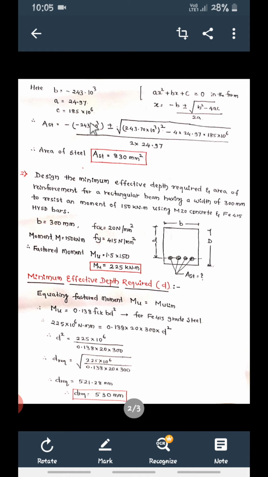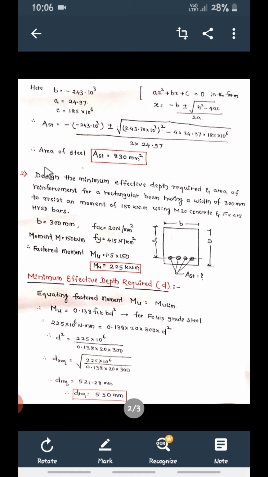So a is 24.97. Solve this equation to find out the value of Ast. After solving this, we are going to get area of steel equal to 830 mm square. The steel requirement for this beam will be 830 mm square. So this is the first problem. Let us take one more problem.